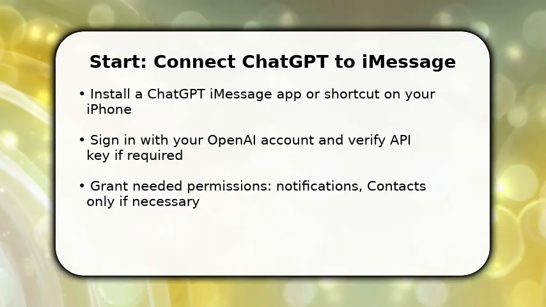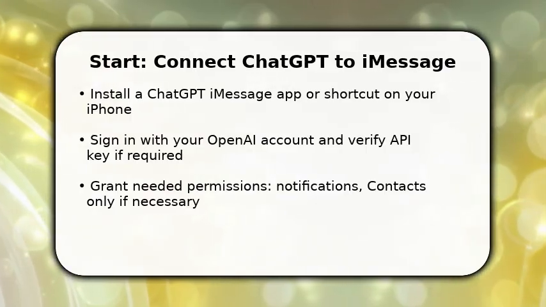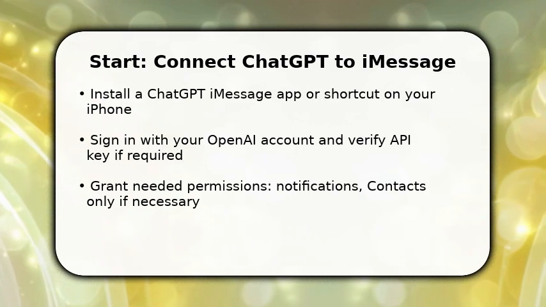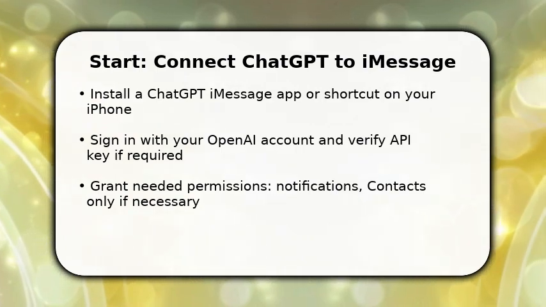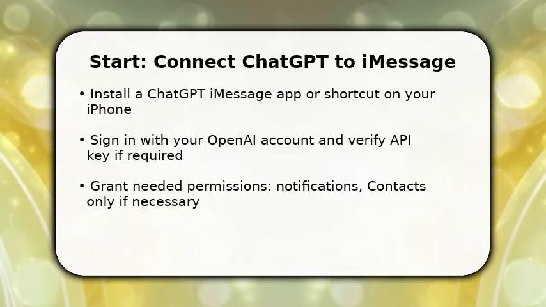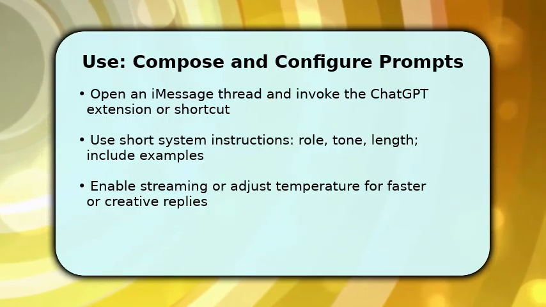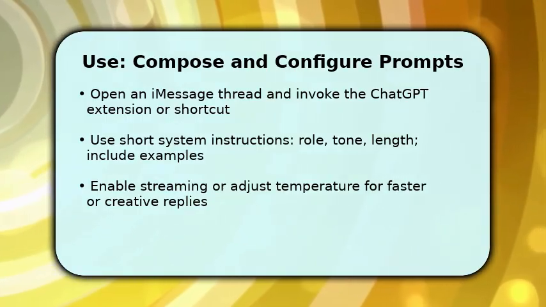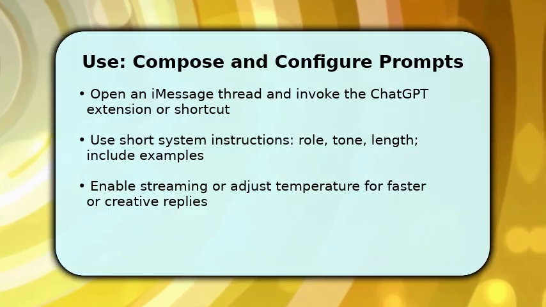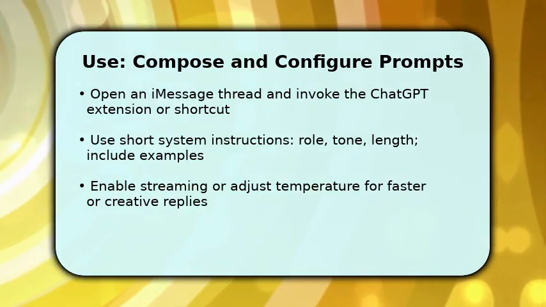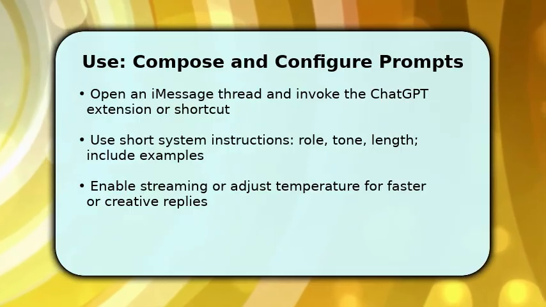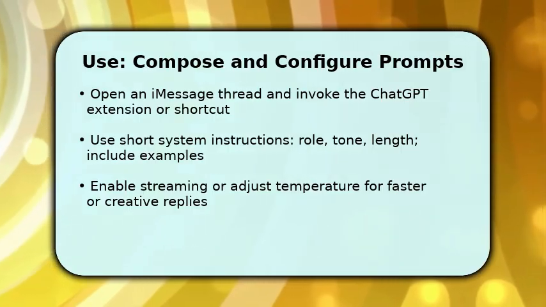Make sure your iPhone is updated and you have a stable Wi-Fi or cellular connection, so messages and responses flow reliably into iMessage. Now, open an iMessage conversation and launch the ChatGPT extension or run the shortcut. Type a clear instruction. Define the role, desired tone, and max length. For example, ask for a 2-line summary or a friendly reply.